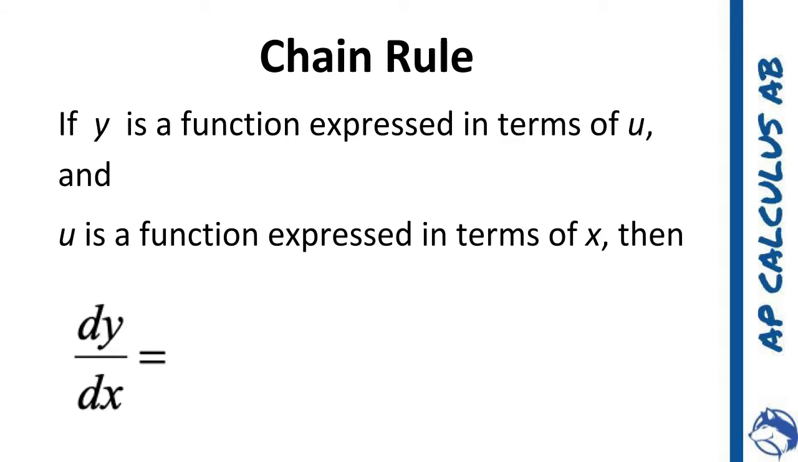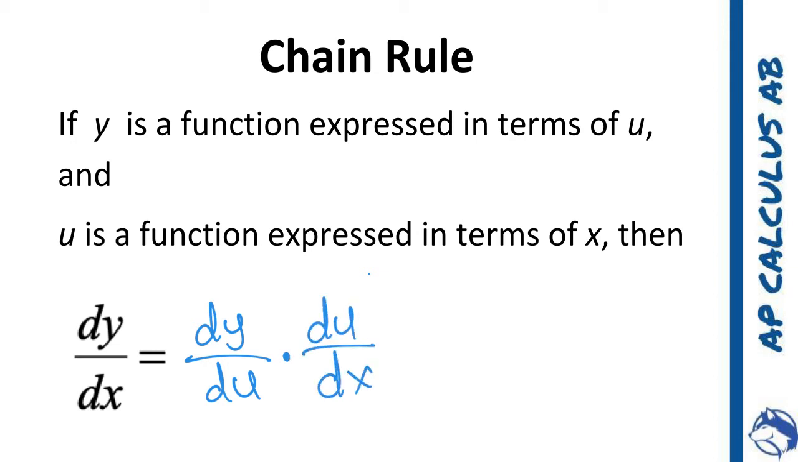So when we relate this to the chain rule, if we have a function y that is expressed in terms of u, and u is a function that is expressed in terms of x, then the derivative with respect to x would be the derivative of y with respect to u. And then we would also have to multiply by the derivative of u, except for this time it's with respect to x. And when we do that, hopefully you can see in this scenario, these du's have the potential to cancel out and give us just dy dx.